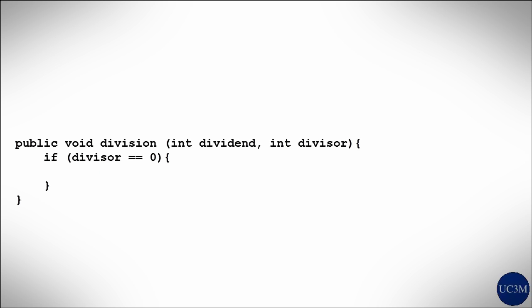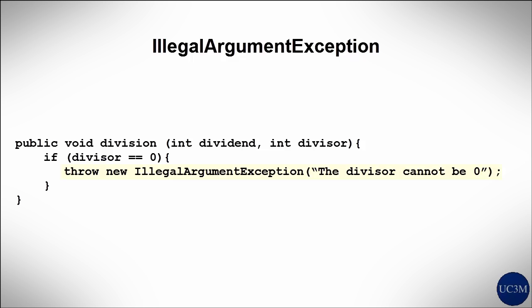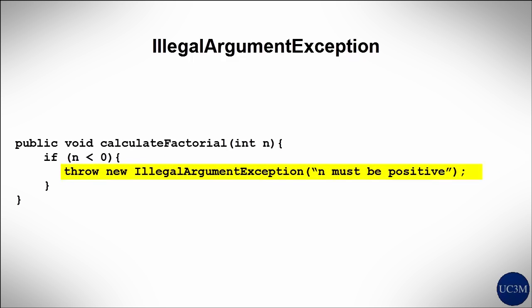Let's see some more examples. If we define a method division that receives two integers, dividend and divisor, then we need to check that the divisor is not 0. Otherwise, we will need to throw an exception. In this case, we can throw another well-known exception in Java, illegal argument exception, to indicate that the method has received an illegal or inappropriate argument. The same applies, for example, to a method that calculates the factorial of a number, but in this case when the argument received is less than 0.